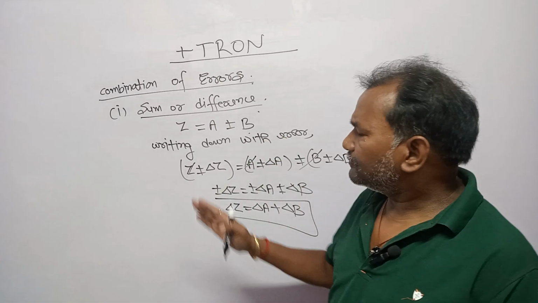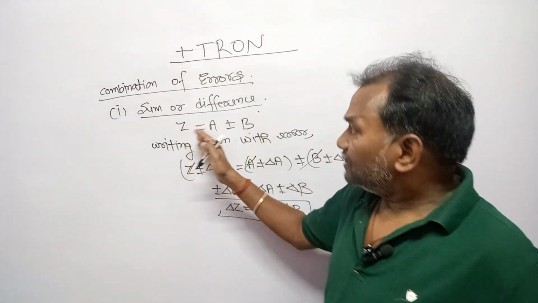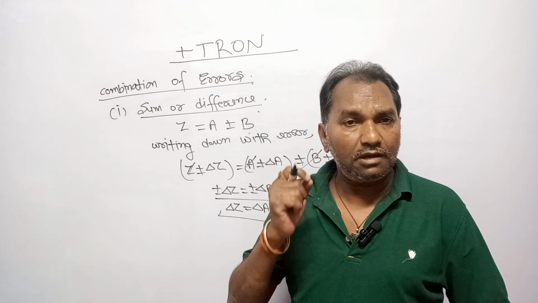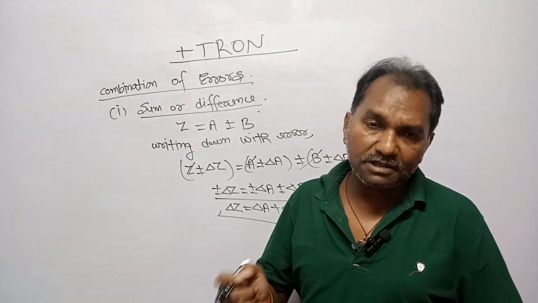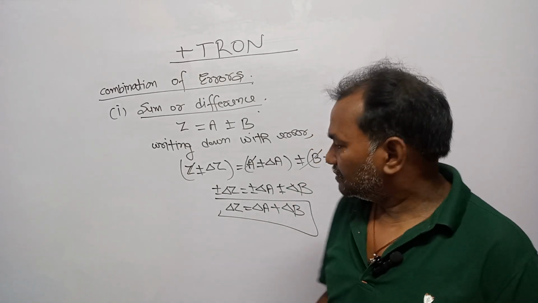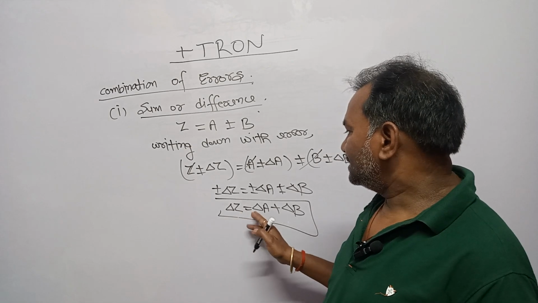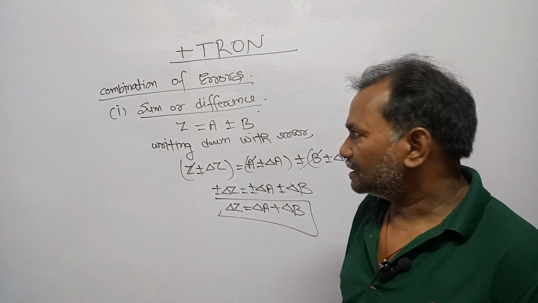Focus on this, dear students: whether the formula is z equal to a plus b or a minus b, whether it is a sum or difference does not matter. Always the error works out to be delta z is equal to delta a plus delta b.